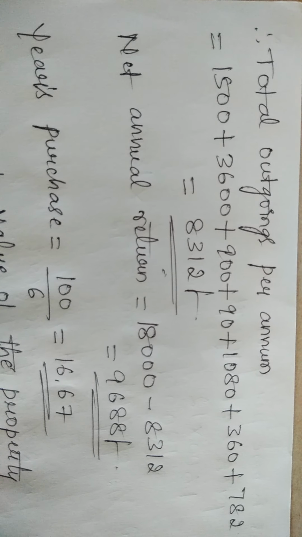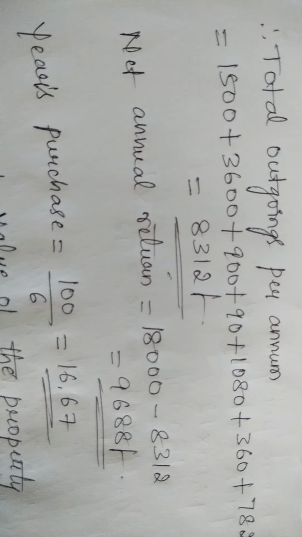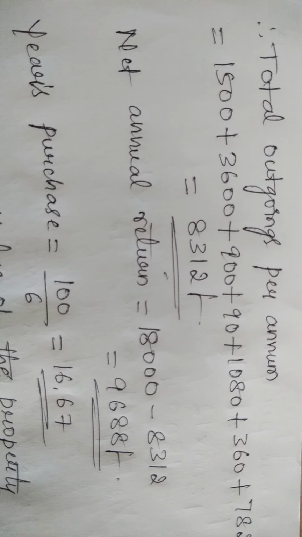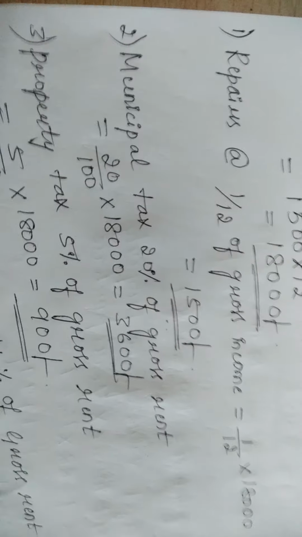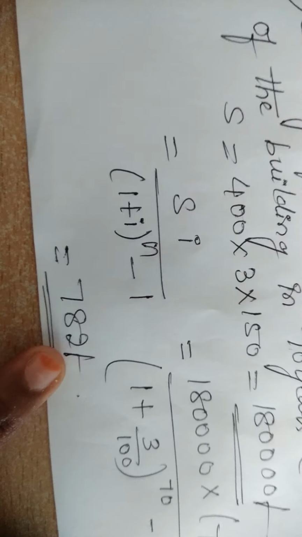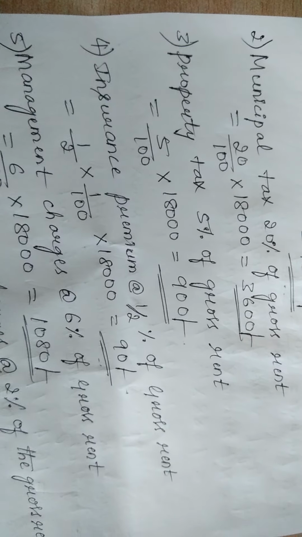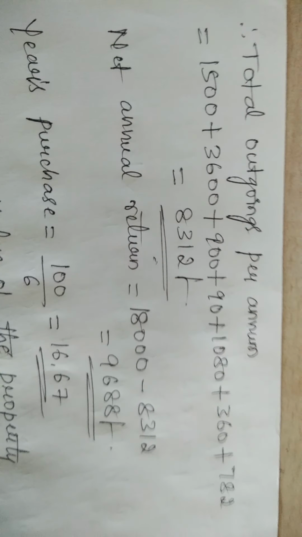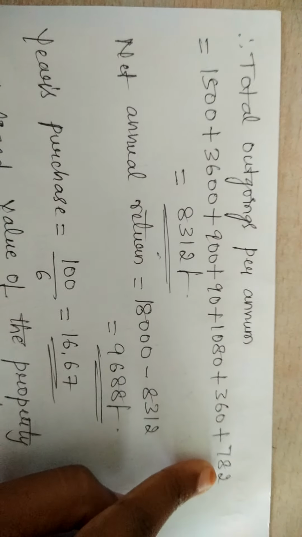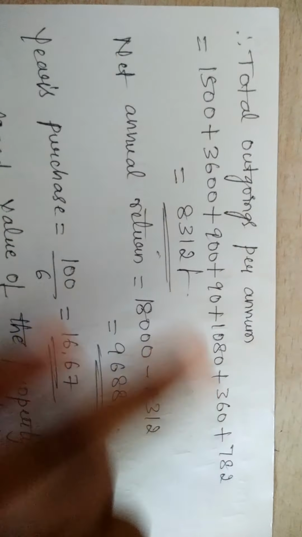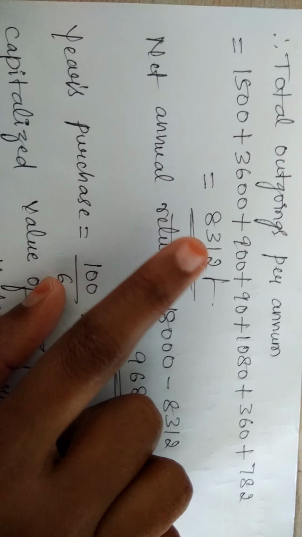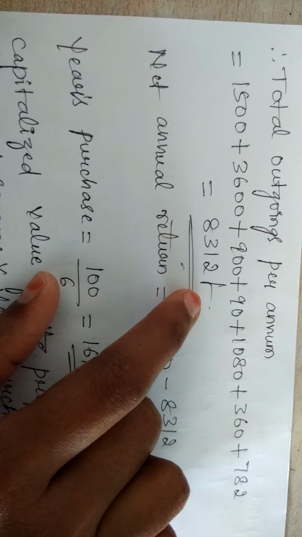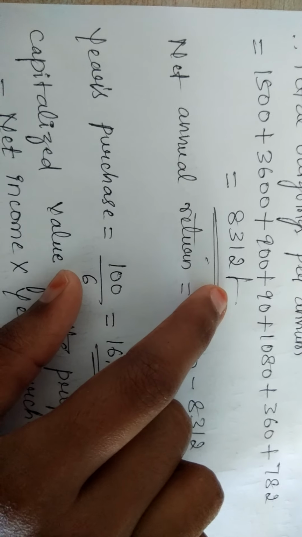Now let us find the total outgoings per annum from the building. The total outgoings will be found out by adding all the amounts, starting with the repair charges and ending with the sinking fund charge, whatever the 7 items of work that you have considered. You write all the 7 amounts here and add them. The addition gives you a value of 8,312 rupees, which is the total outgoings per annum from the building.